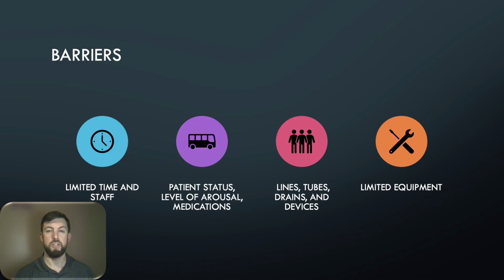Barriers to early mobilization can include patient-related, institution-related, and clinician-related barriers such as limited time and staff, patient status, level of arousal, and medications the patient may be on, lines, tubes, drains, and devices that the patient may have on them, and what equipment, if any, is available for us to use.